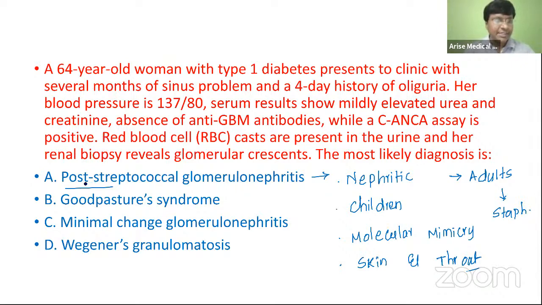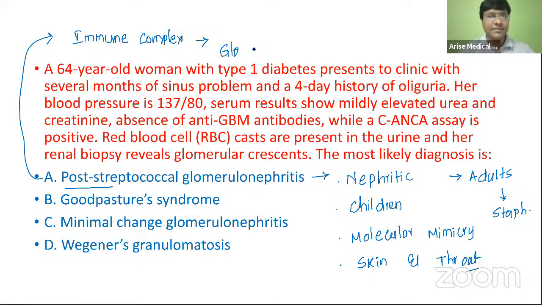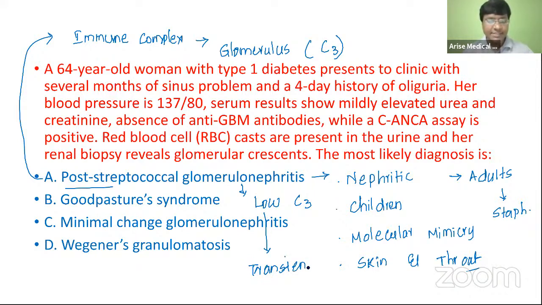The other important thing is, post-streptococcal glomerulonephritis is a disorder characterized by deposition of immune complex. Where does this immune complex get deposited? Within the glomerulus. And what do these immune complexes contain? C3 complement. Because the immune complexes deposited within the glomerulus contain C3, what will happen to your C3 levels in the serum or plasma? There will be low C3 levels. But this low C3 is transient for 1 to 2 weeks, and within 2 to 4 weeks the C3 levels become absolutely normal.